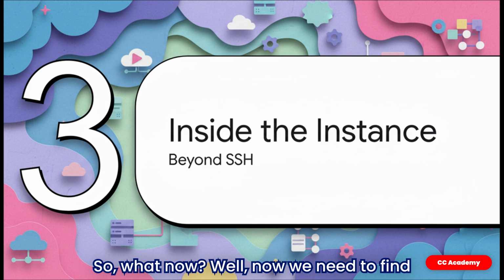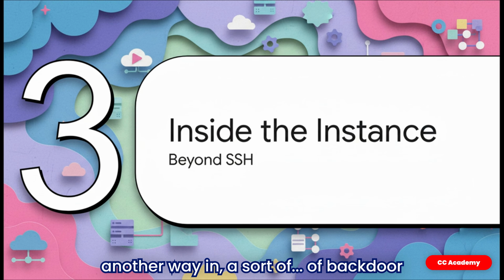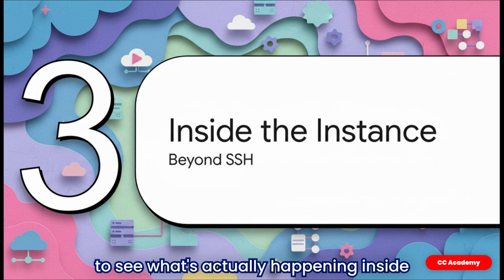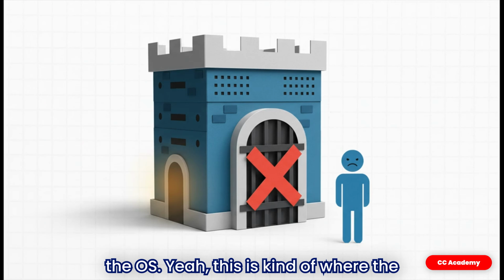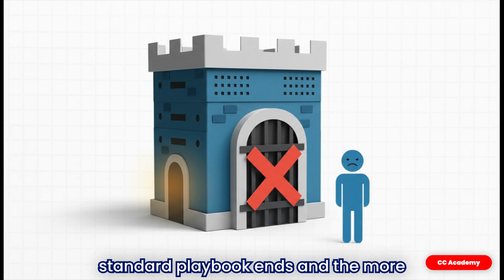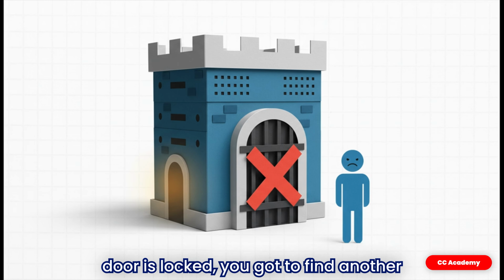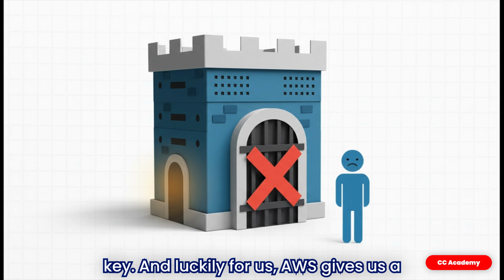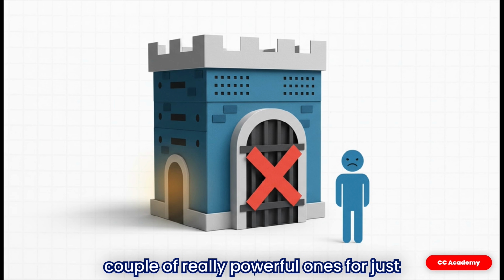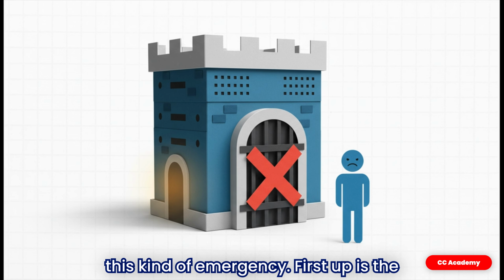Well, now we need to find another way in, a sort of back door, to see what's actually happening inside the OS. Yeah, this is kind of where the standard playbook ends and the more advanced stuff begins. When the front door is locked, you got to find another key. And luckily for us, AWS gives us a couple of really powerful ones for just this kind of emergency.